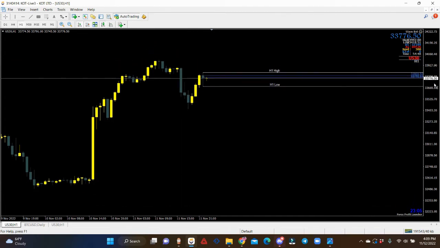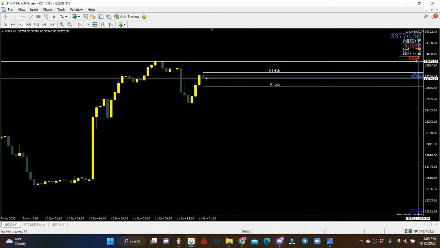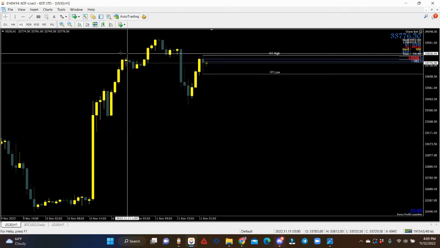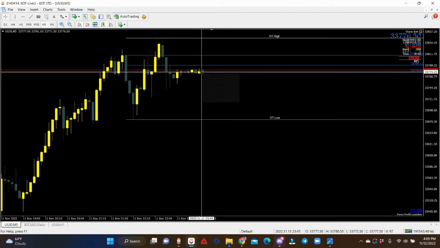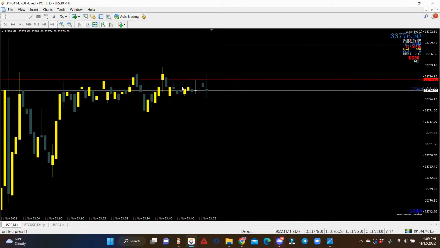Also, when you install the indicators on your chart, it'll also tell you the time frame that you're currently looking at. So each candlestick represents 1 hour. If I go to the M5, that means that each candlestick now represents 5 minutes. M1, each candlestick represents 1 minute.